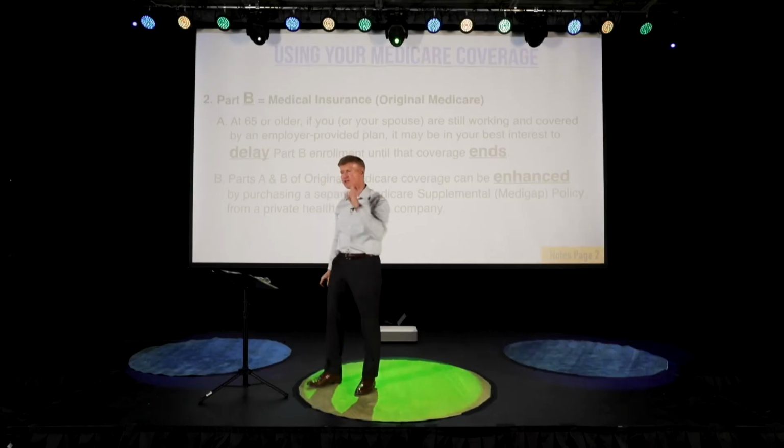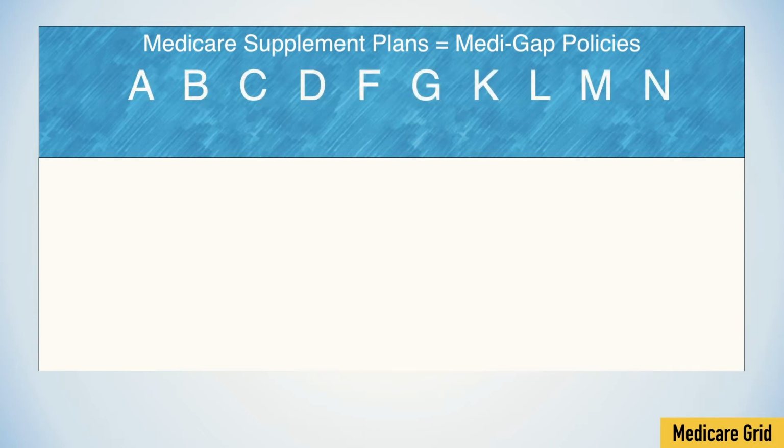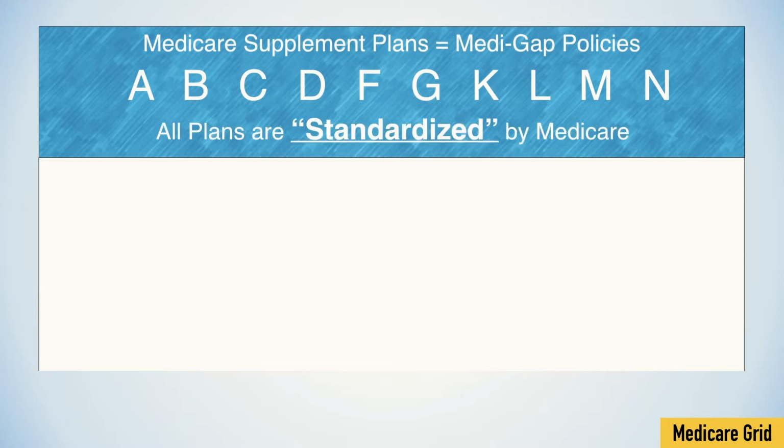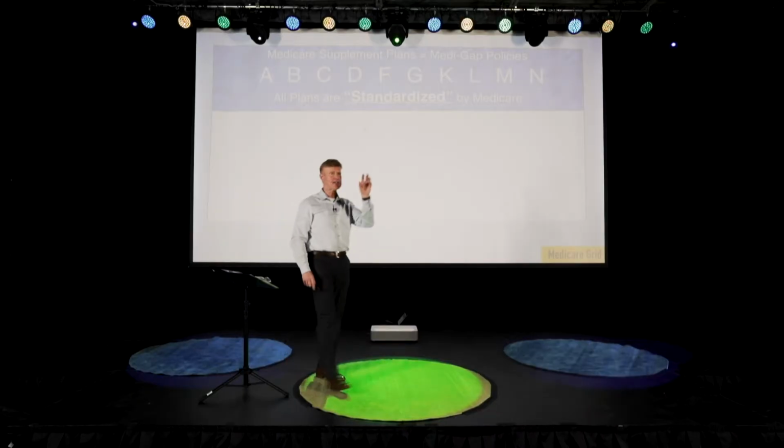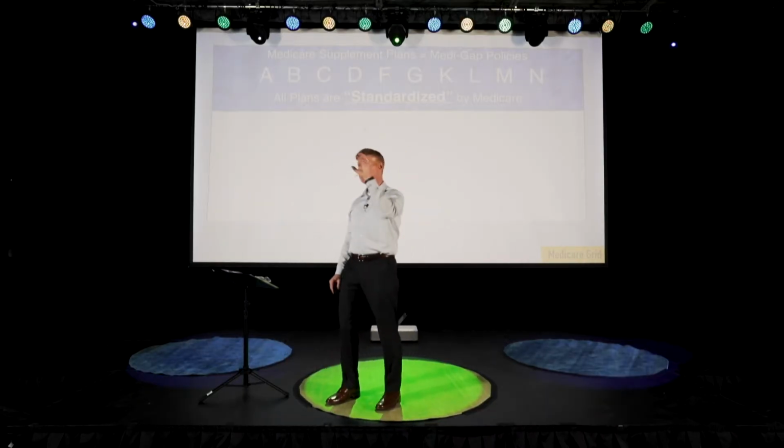All right, now here's the way the system works. Medicare supplemental plans are represented by a letter. This lettering system was designed by Medicare. We call them standardized plans. We have A, B, C, D, F, G, K, L, M, and N. And each one of these letters simply represents a different amount of coverage for you, a different type of policy, a different amount of risk that was transferred to the insurance company. All right, that's all the lettering system means.